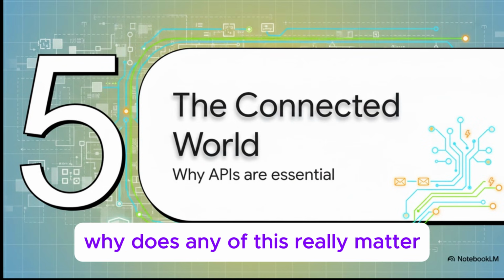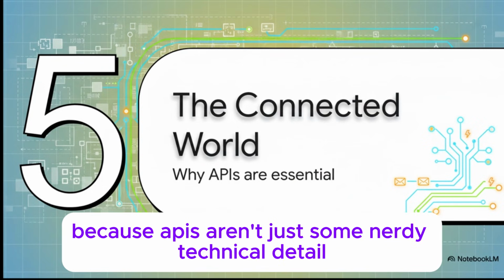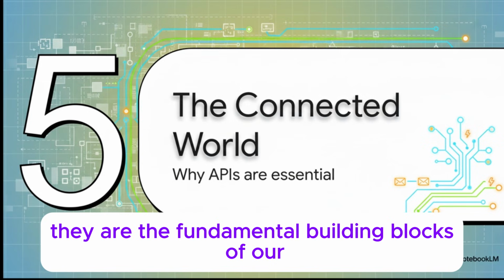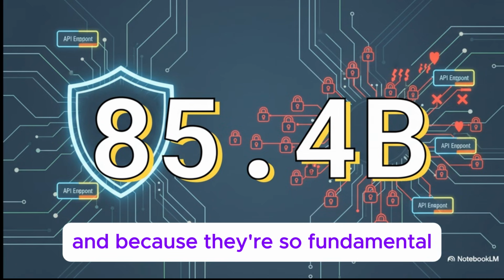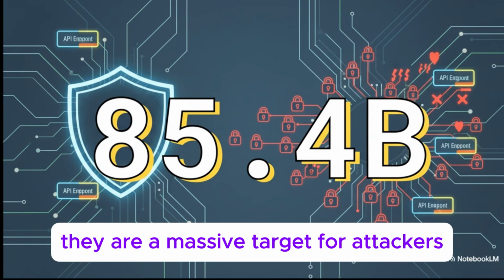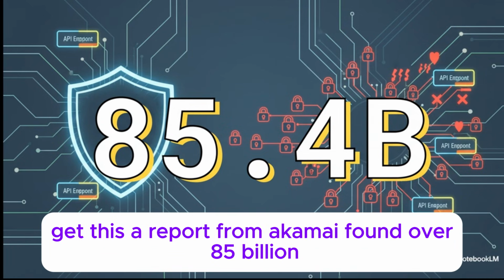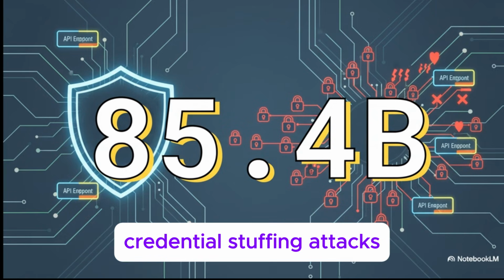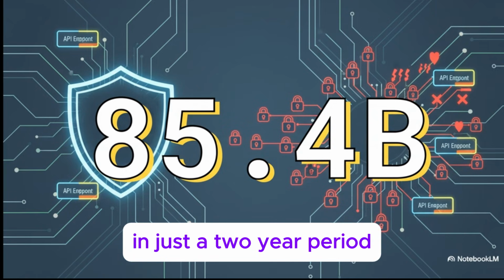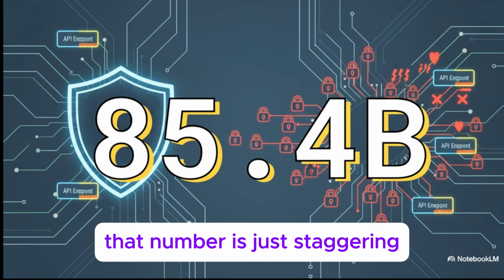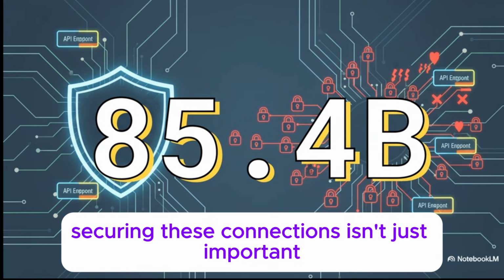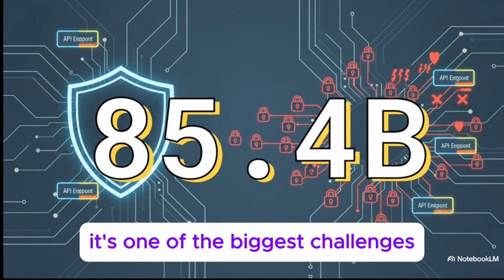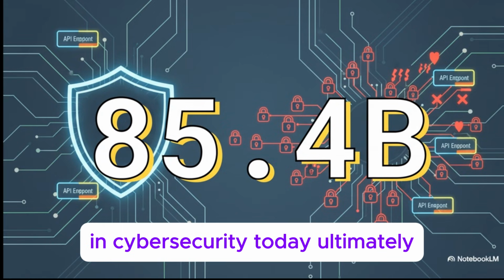So, let's bring this all home. Why does any of this really matter? Because APIs aren't just some nerdy technical detail. They are the fundamental building blocks of our entire digital economy. And because they're so fundamental, they are a massive target for attackers. Get this. A report from Akamai found over 85 billion credential stuffing attacks in just a 2-year period. That number is just staggering. And here's the kicker. 20% of those attacks were aimed directly at APIs. Securing these connections isn't just important, it's one of the biggest challenges in cybersecurity today.